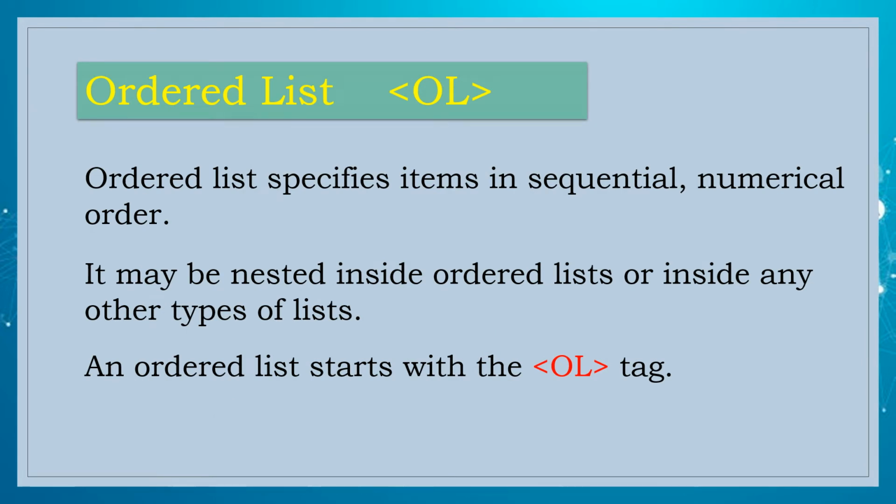Ordered list. Ordered list specifies items in sequential and numerical order. It may be nested inside an ordered list or any other type of list. An ordered list starts with OL tag.